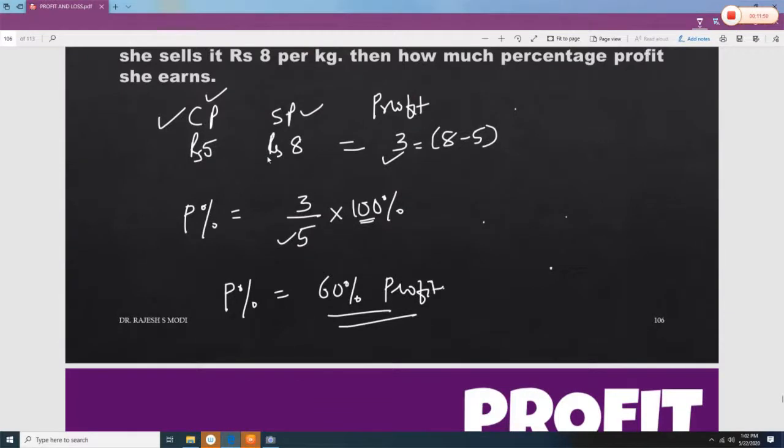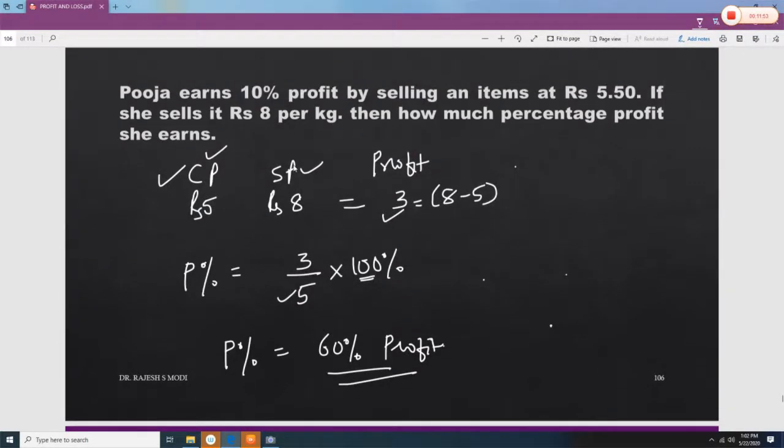So here we are completing chapter number 5. We will see you again in chapter number 6.